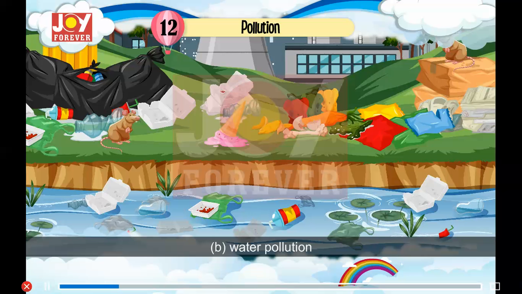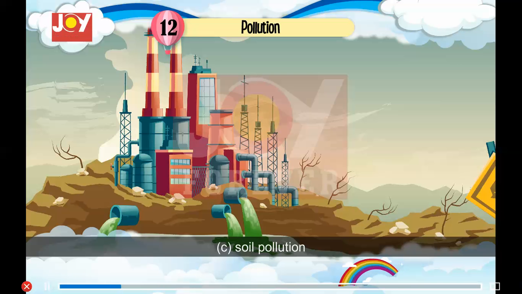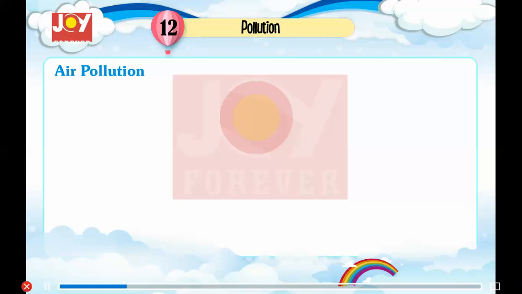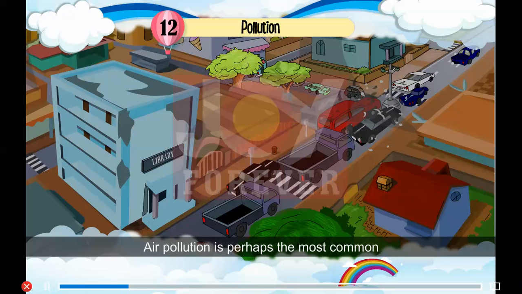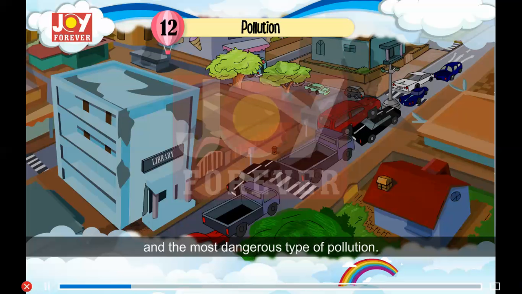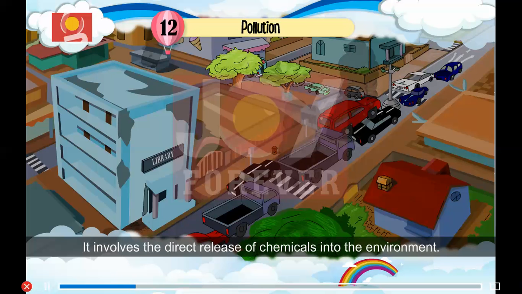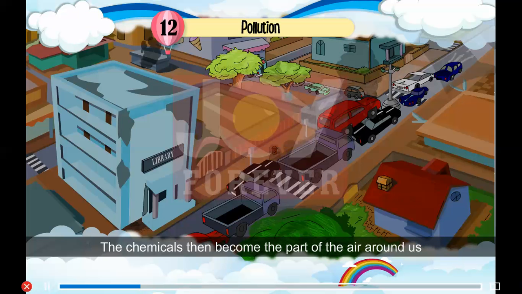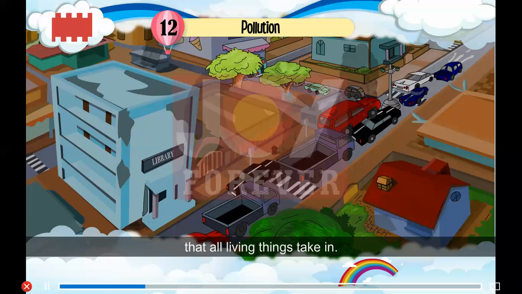Water pollution. C. Soil pollution. D. Noise pollution. Air pollution. Air pollution is perhaps the most common and the most dangerous type of pollution. It involves the direct release of chemicals into the environment. The chemicals then become part of the air around us that all living things take in.